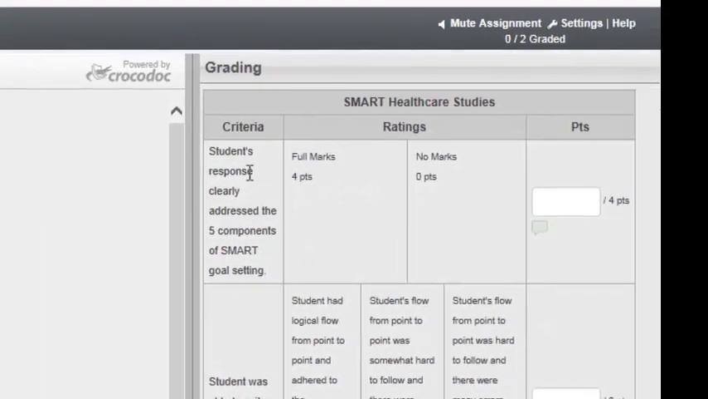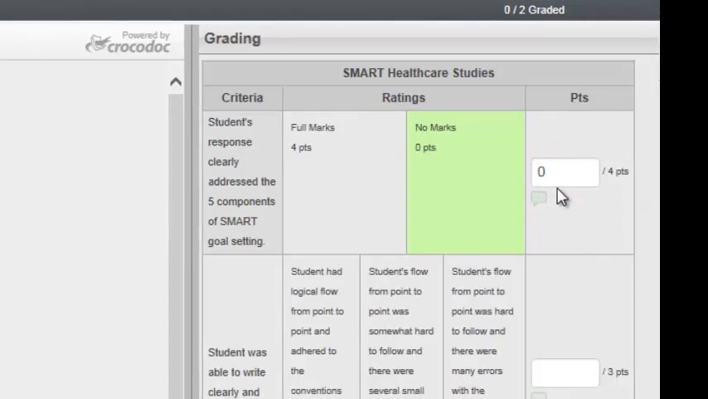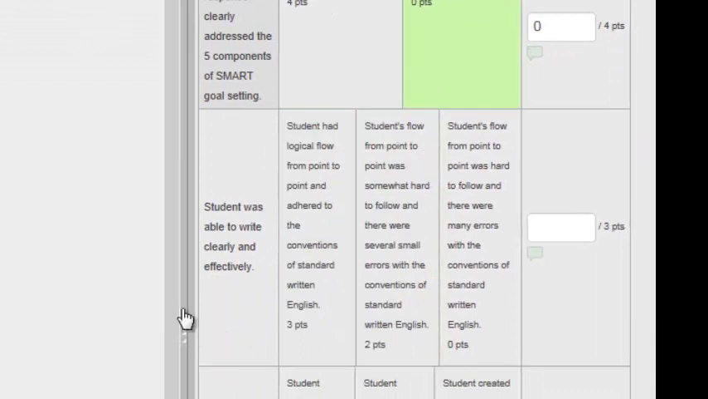So because they didn't meet all of the criteria, the student would receive no marks. As you can see, when I click on no marks, it automatically assigns a score of 0 in the points section. Let's take a look at the next one.